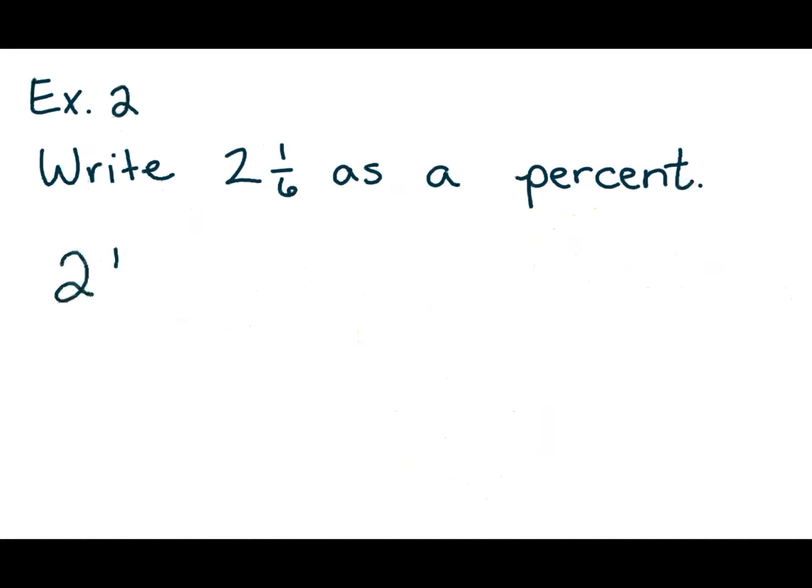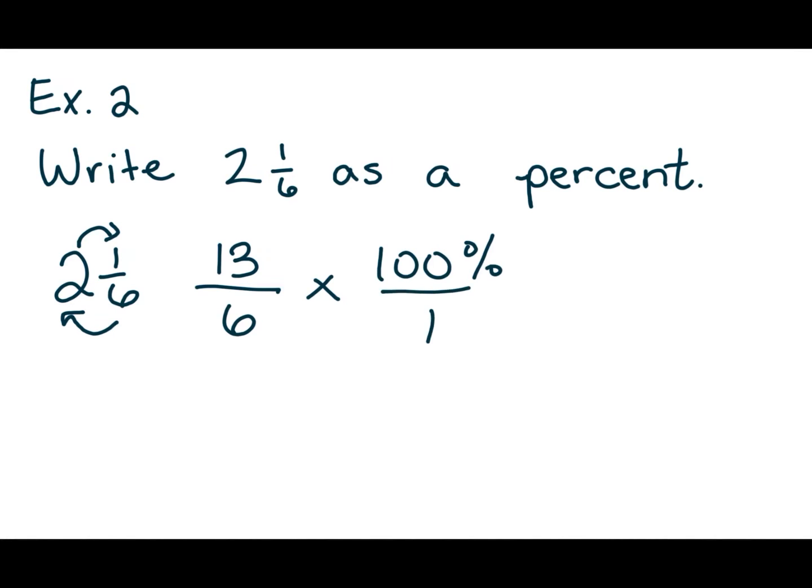So what I'm going to do is use my improper fraction method. 2 times 6 is 12, plus 1 is 13. So I get 13/6. And then I'm going to multiply that by 100%. Right? And this gives us 1,300% over 6.